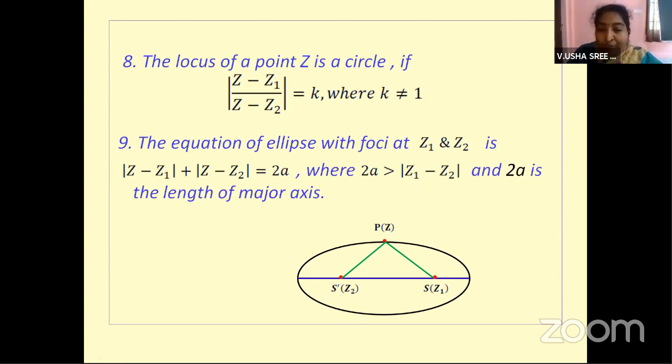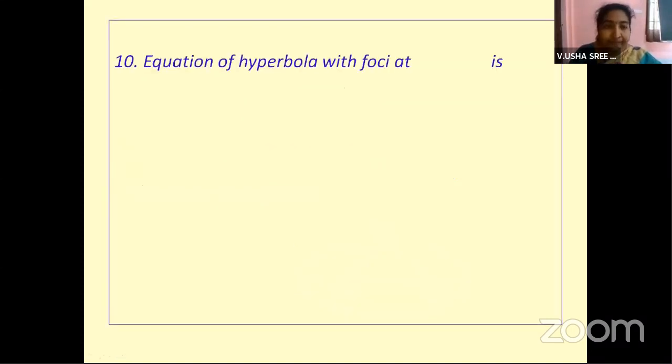So, as of now, I think the description I have given is sufficient. Okay. So, modulus of Z minus Z1 plus modulus of Z minus Z2 is equal to 2a, where 2a is greater than modulus of Z1 minus Z2. And 2a, we are taking it as the length of the major axis.